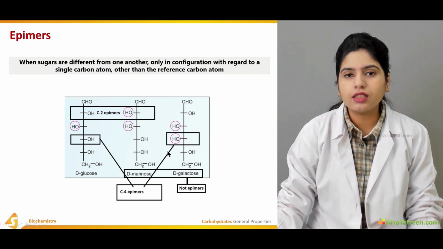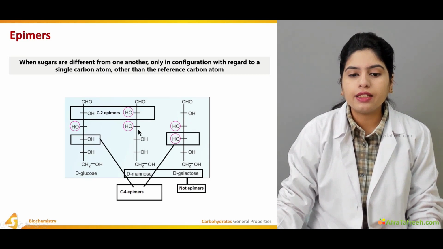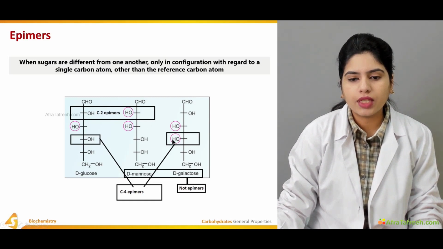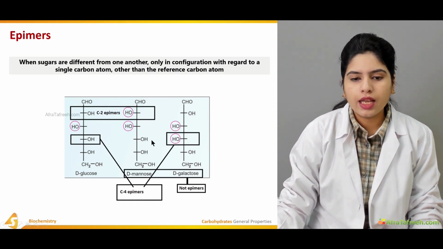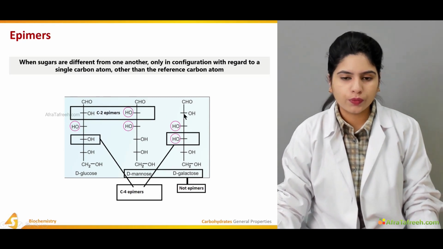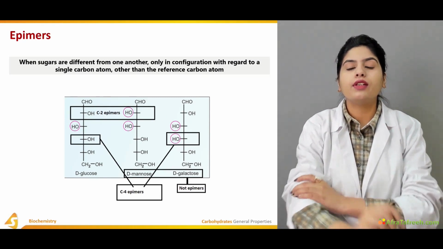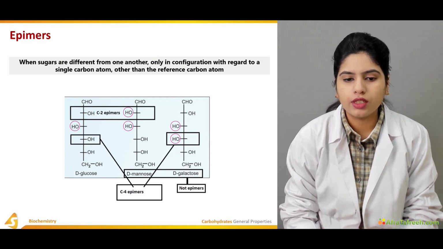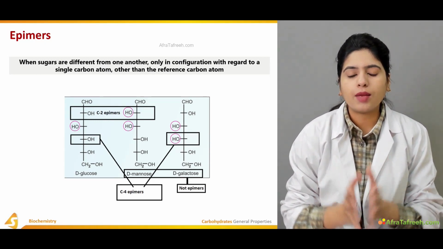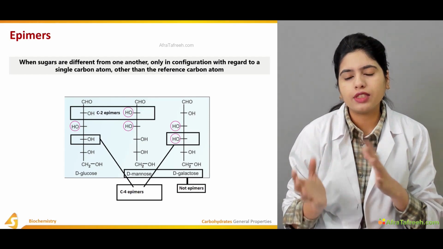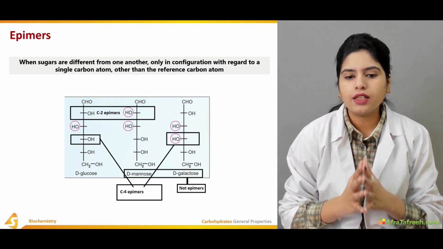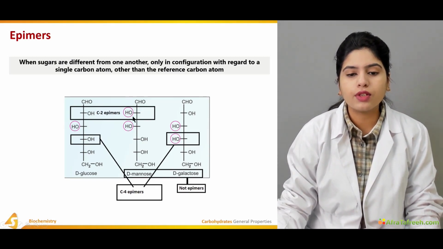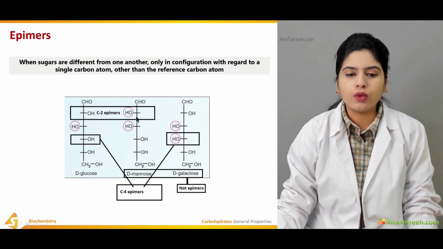Now, if we take the example of D-mannose and D-galactose, although both of these are also 6 carbon atom containing carbohydrates, you can see that they do not differ at only one carbon atom. They differ at carbon number 4 as well as at carbon number 2. So because they are not differing at only one carbon atom, they are not epimers to each other. For them to be epimers, they should differ in configuration only at one carbon atom. And D-mannose is also the epimer to D-glucose as they differ at carbon number 2 only.